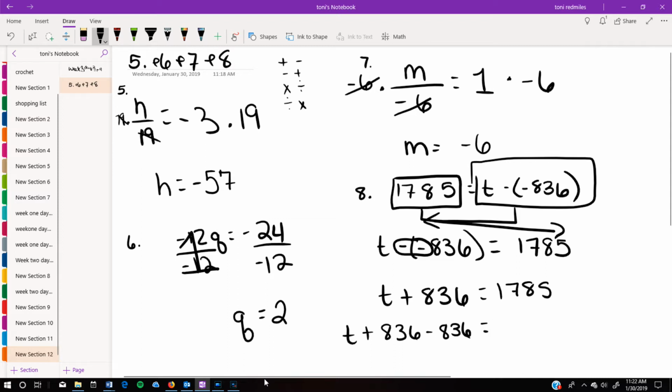And if you like to look at this vertically, there is nothing wrong with that. It doesn't even make your math slower. You do what is best for you. I'm just writing it this way because of a space issue. But if you want to write it vertically, I might even write some of the next ones vertically so that you can see. Okay, so 1785 minus 836 is going to be 949. All right, 4 more for this day.